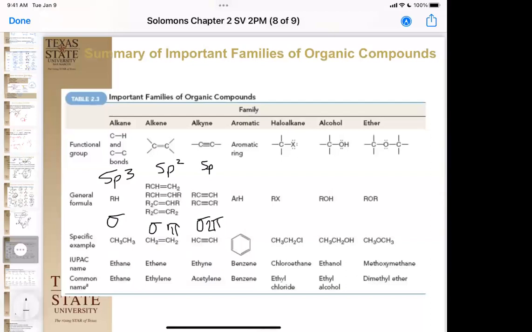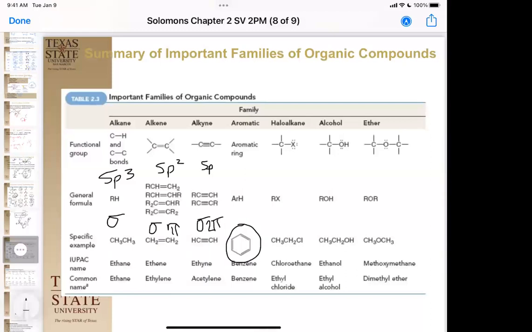The last member of our hydrocarbon family is our aromatics, and that was the alternating single and double bonds that don't react like single bonds and they don't react like double bonds. So we're going to talk about them separately next semester. But this group is part of the hydrocarbons because it only contains hydrogen and carbon.